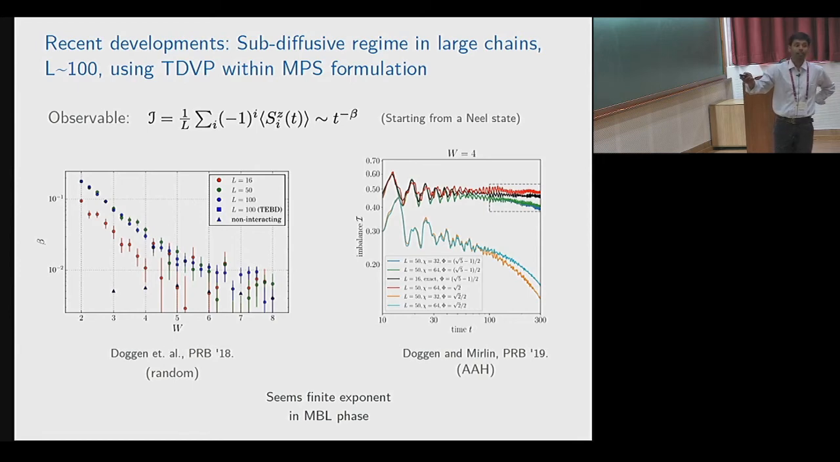However, this is the difference. It's TDVP. So it's not the usual TEBD formulation. No, entanglement also grows subdiffusively here. It's not ballistic.